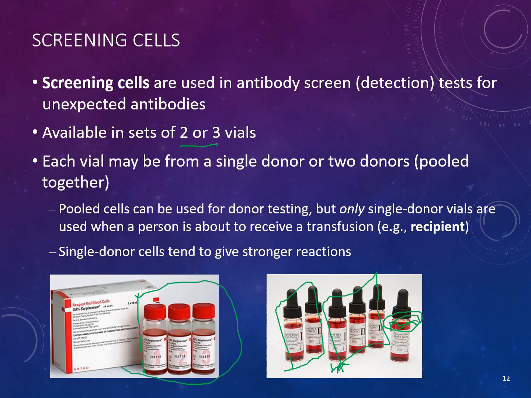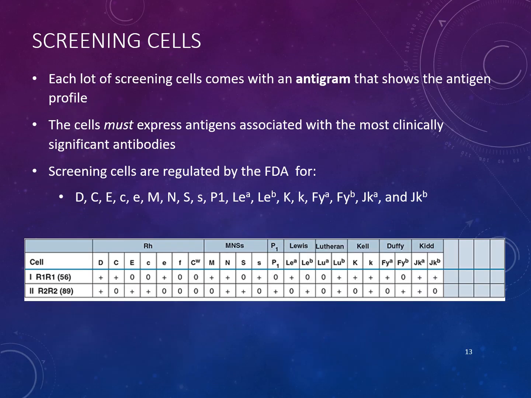Each of these vials must be from a single donor or 2 donors that have been pooled together, and they should have a particular profile that we are looking for, with the particular antigens present on those cells. Each lot of those screening cells comes with what we call an antigram. It's going to look something like this here at the bottom. The FDA has regulated that this whole list here has to be present within that cell.